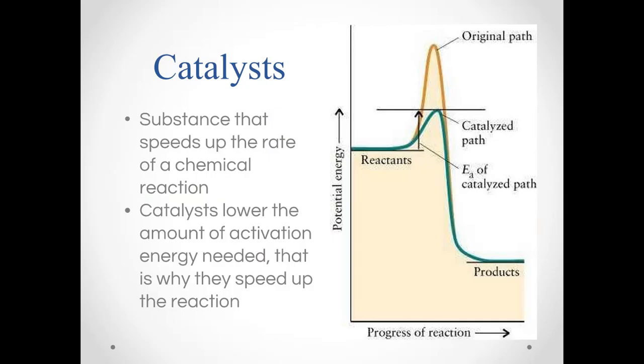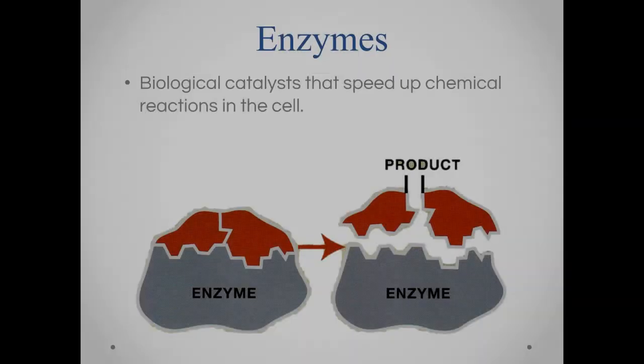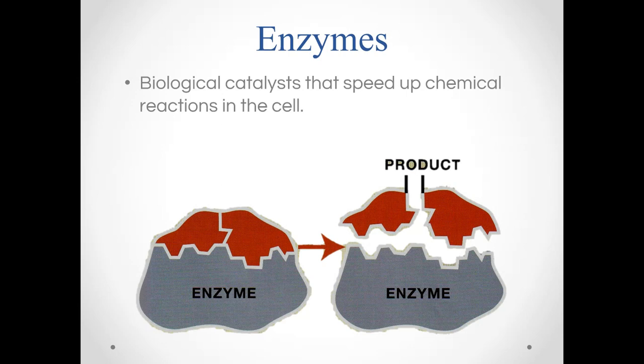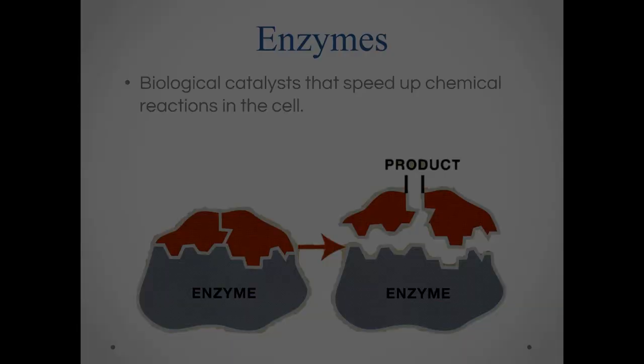Now, there are substances that can decrease that amount of energy needed, and those are called catalysts. What catalysts do is they speed up chemical reactions by requiring less energy to go in to start the reaction. For our purposes, any catalysts we're going to talk about are going to be enzymes. These are biological catalysts. They're things within living organisms that speed up chemical reactions.